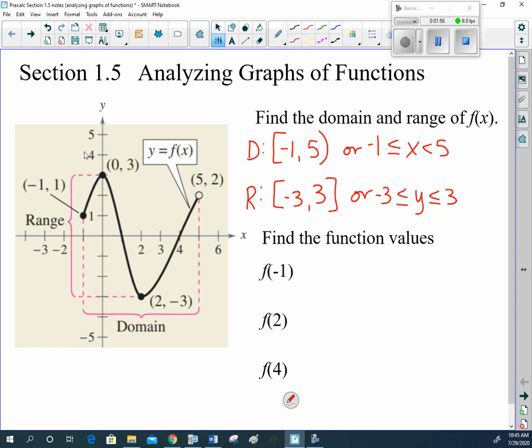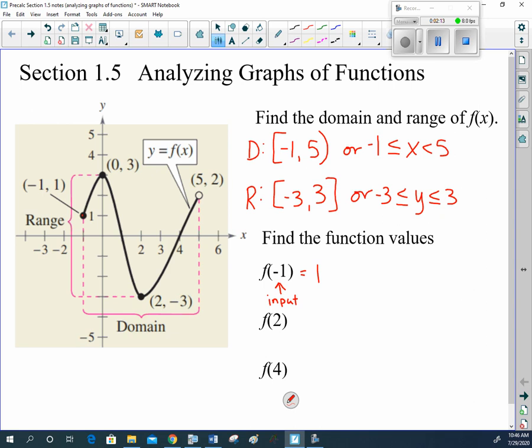Okay, find the function value. So remember, this is your input right here. That's your x value. So I'm going to come over here to -1 and then go up, and you can see that you get 1 out. That's your point. They've got it drawn right here, -1, 1.